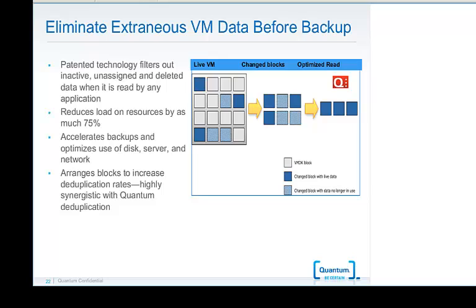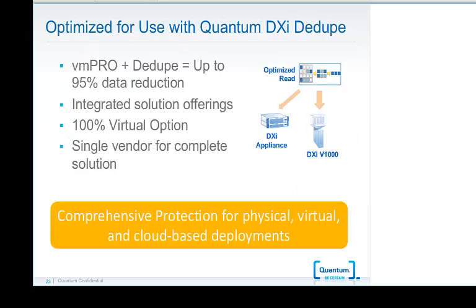I think one of the other key points here is really around the way that the functionality works in conjunction with deduplication devices. So Kevin, if you want to move to the next slide. When you combine VM Pro and Quantum's DXi deduplication technologies, we can see savings for customers up to 95%. So the 75% of data reduction from VM Pro, you combine that with deduplication technologies, you can see another 20% worth of savings for your environment. So huge amounts of savings, massive data reduction for your environment.